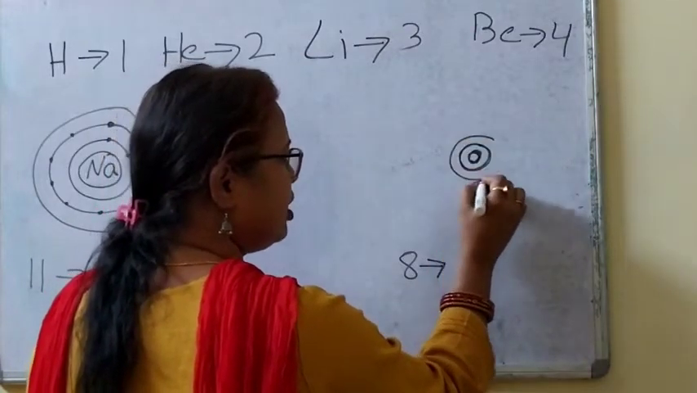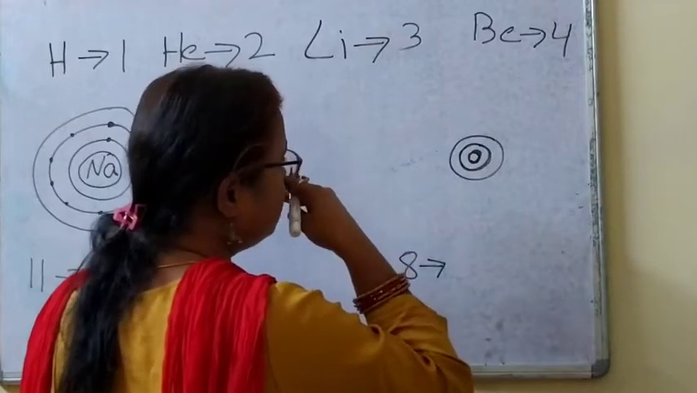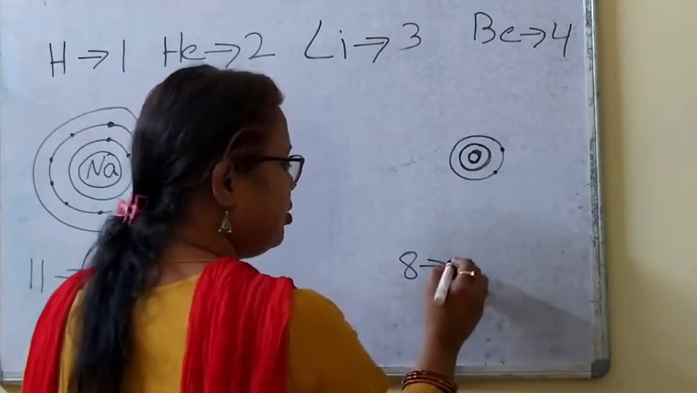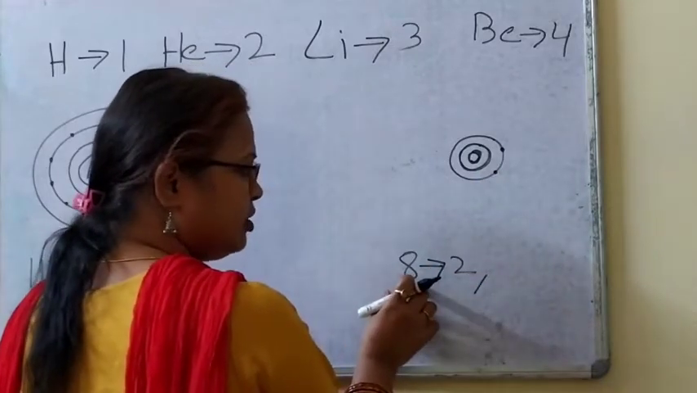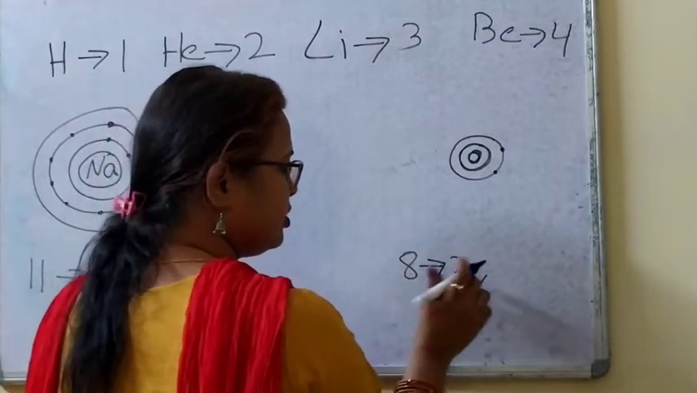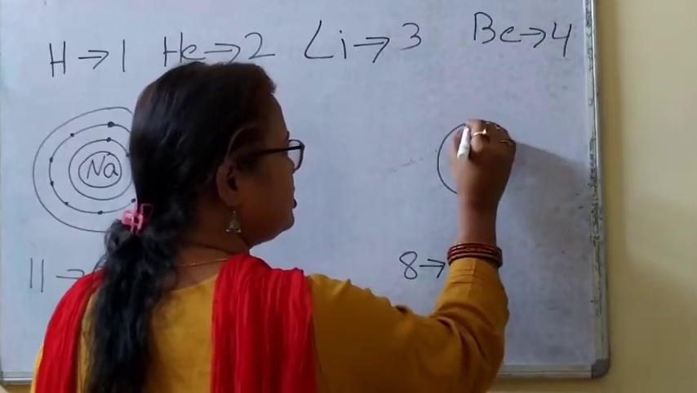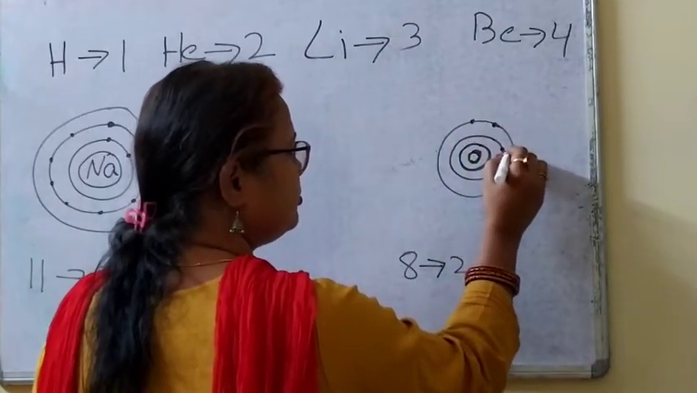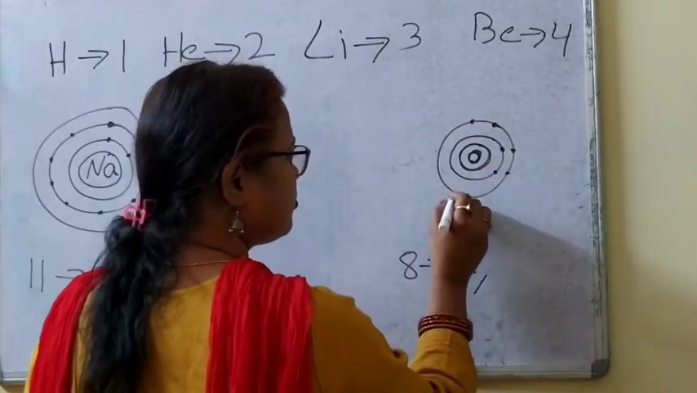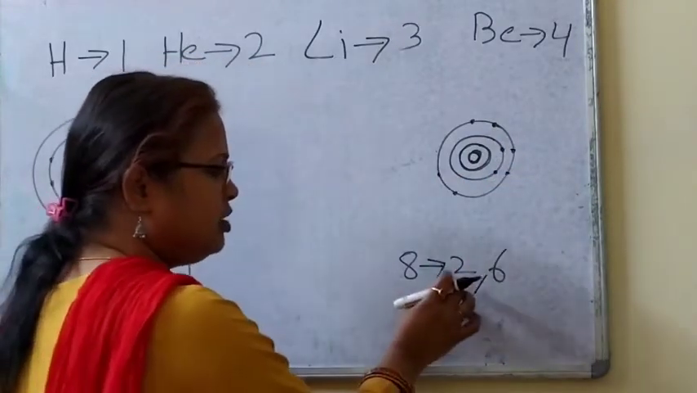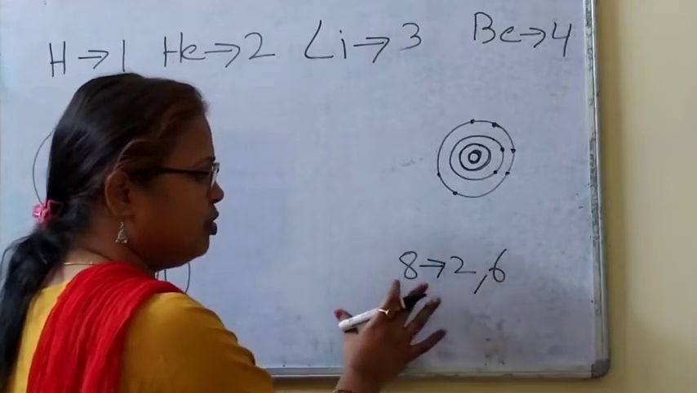First orbit, how many electrons? Maximum 2. So right here, mark 2 electrons. Then how many are left? 6 electrons left. Clear? 6 electrons left. So in the second orbit, how many electrons? 6 electrons. Put it here. 6 electrons. Now 2 and 6 is what?